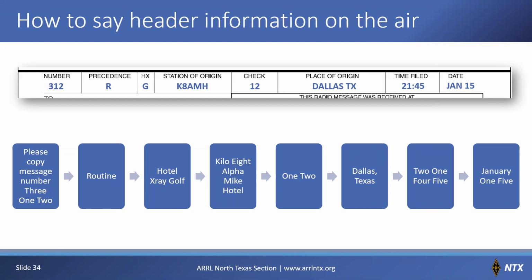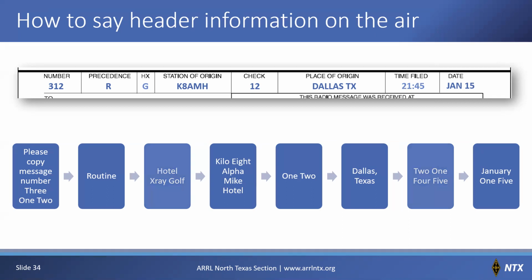Second, did you notice how I don't need to read what each item is? I don't say precedence routine, station of origin. We all know the format. So we're just going right across the top as you're relaying it. There's no need to do that. Saying Hotel X-ray in front of what's there helps, because then it signals that I've got a handling instruction and I didn't roll right into the station of origin.